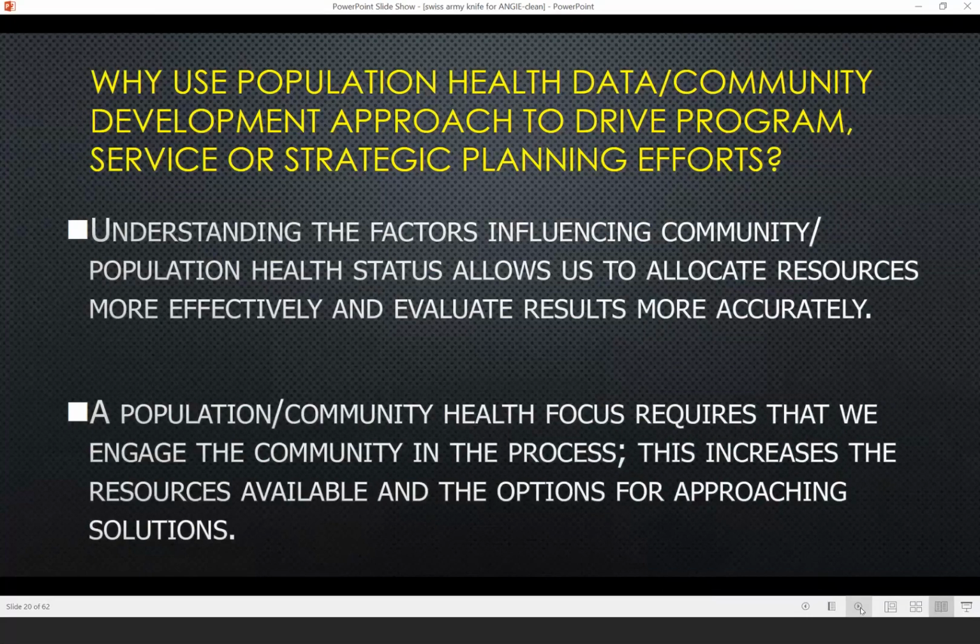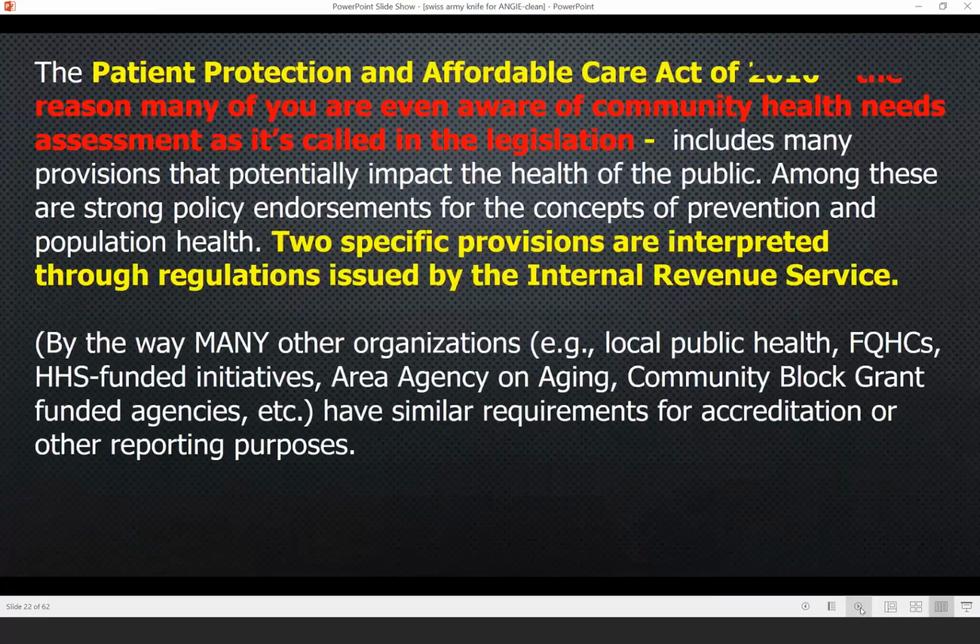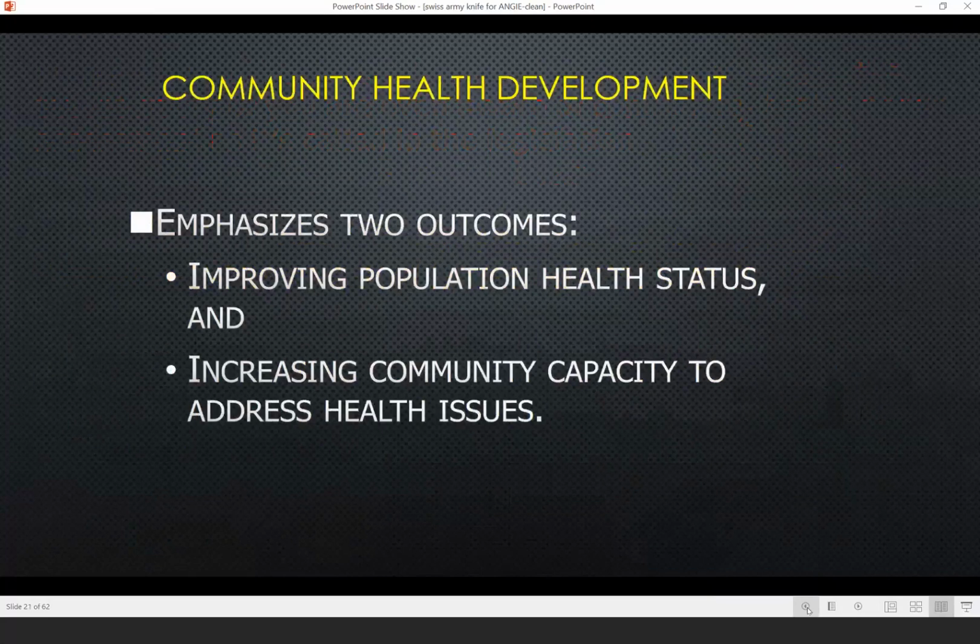But also a population or community health focus requires that we engage the community in the process. And that increases the resources that are available and the options that are available for approaching solutions. So community health development emphasizes 2 outcomes. One is obviously improving population health status, the fundamental thing we're trying to do. But using a community health development approach focuses us on building community capacity to solve those problems.